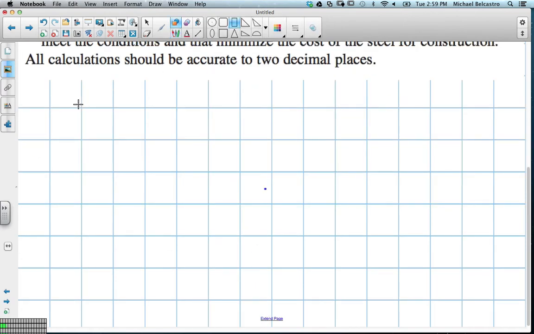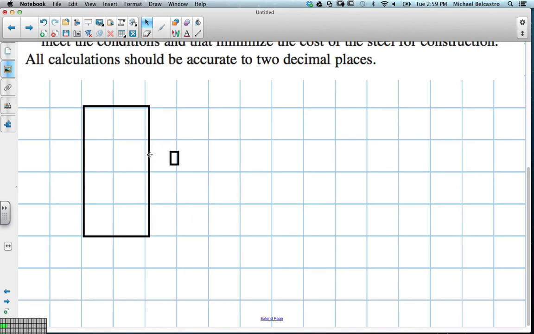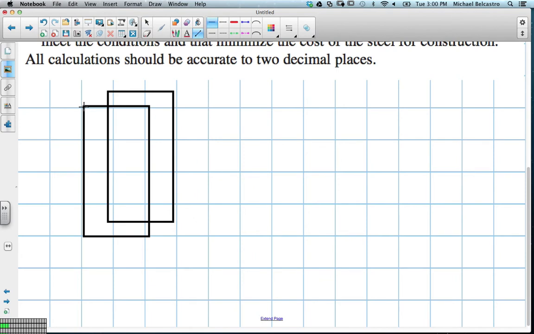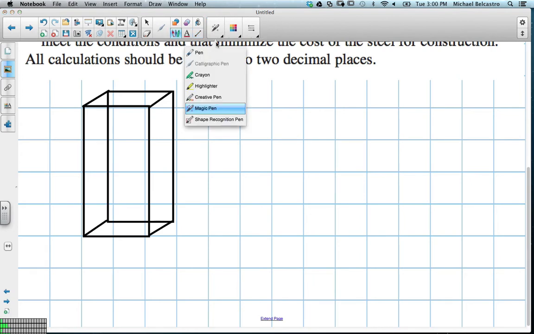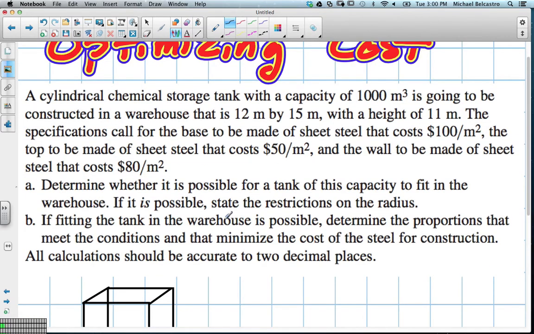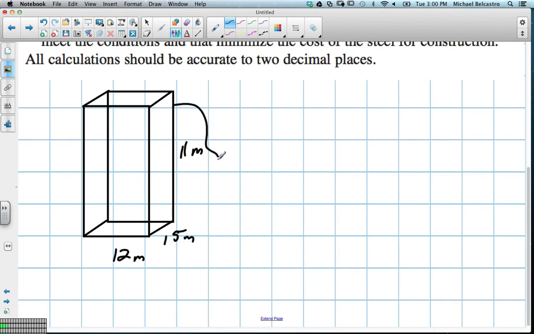Let's see if I got a rectangle. Perfect. So let's say we have our rectangle here. That's not what I wanted. Move it there. Delete this. So they have some type of storage unit, which we're going to fit a cylinder into. They said that this thing was 12 by 15 with 11 meters in height. Okay, so definitely not to scale. I apologize, but that's the idea. Okay, 12, 15 with a height of 11. They were very specific in the height.